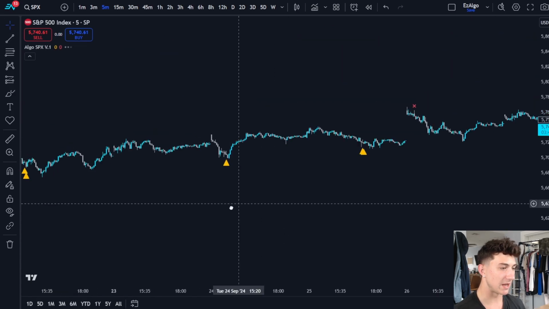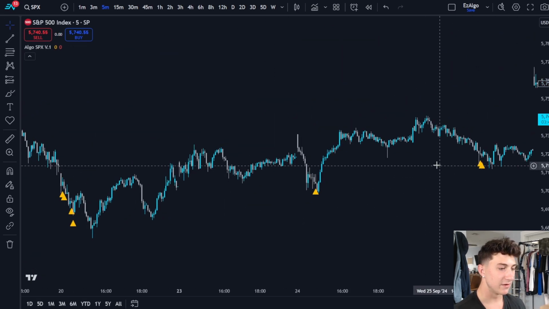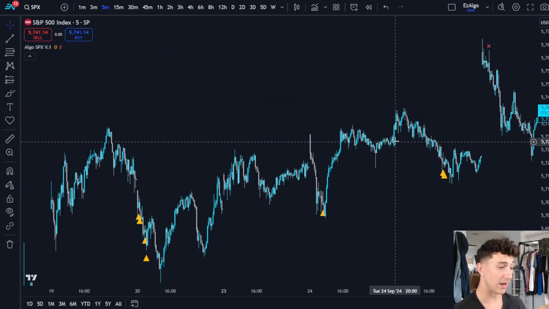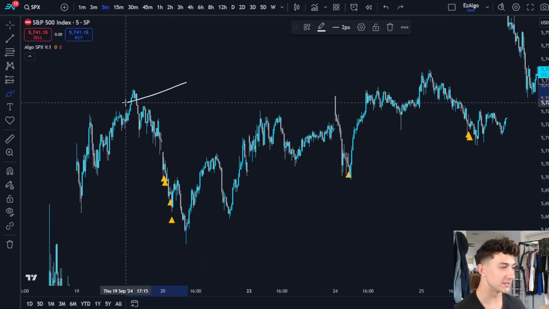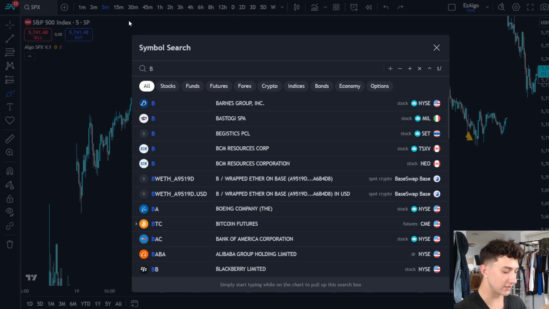Going on to a 5-minute time frame, it's really not designed for scalping per se. But literally look at this, it's pretty good. So if you want to trade options, you can as well. Let's go to NQ or SPY.